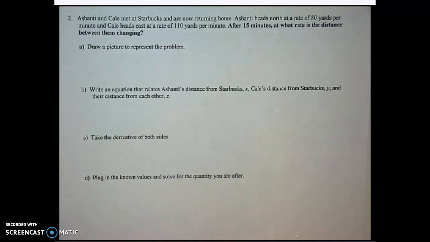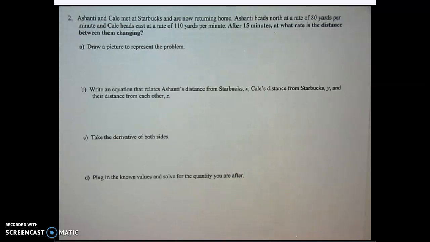Second and final problem. Ashanti and Cale met at Starbucks and are now returning home. Ashanti heads north at a rate of 80 yards per minute, and Cale heads east at a rate of 110 yards per minute. After 15 minutes, at what rate is the distance between them changing? Go ahead and draw a picture to represent this problem, and while you're at it, go ahead and write down the information that you know.